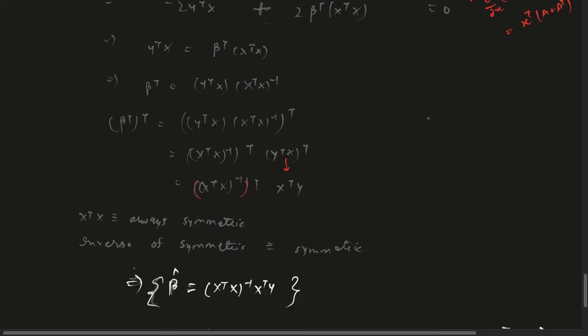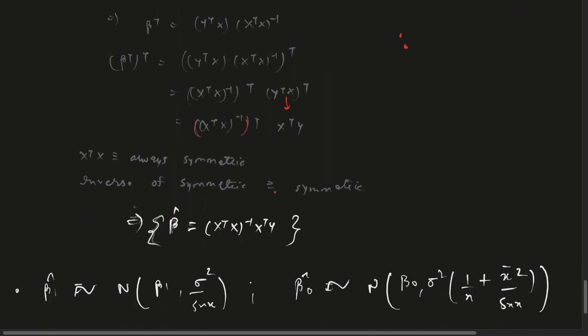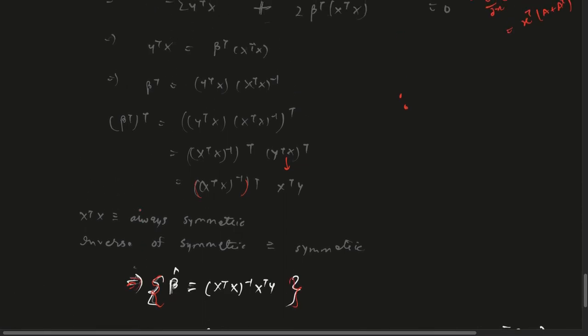Now we know that if a matrix is symmetric, then its inverse is also symmetric. This is the result. Also, X transpose X is always symmetric for any matrix X. Using these two results, we know that ((X transpose X) inverse) transpose is the same as (X transpose X) inverse. So finally, beta hat can be written as this quantity right here. Yeah, this is the proof.